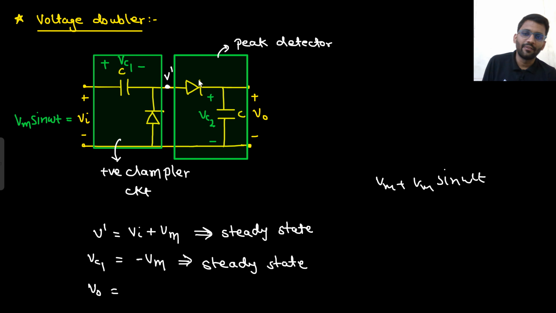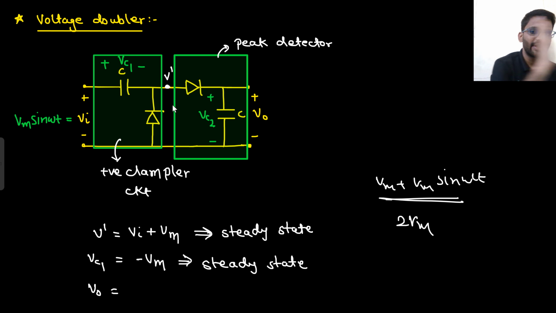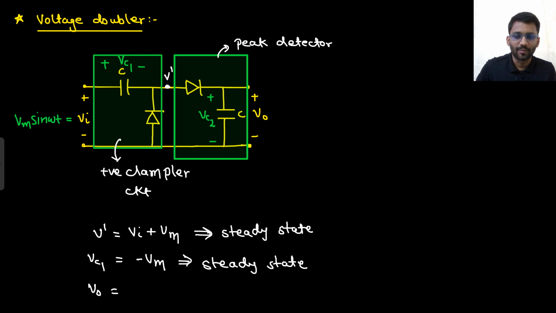Now tell me, when will this diode turn on? This diode will turn on when the supply is at its maximum positive voltage. What is the maximum positive voltage of this? That is 2 Vm. So when the supply is at maximum positive voltage, this will be on, and the complete voltage will be given to capacitor C. Here the voltage will be 2 Vm, and that complete voltage will be given to the capacitor C. So at capacitor C you will have 2 Vm output.